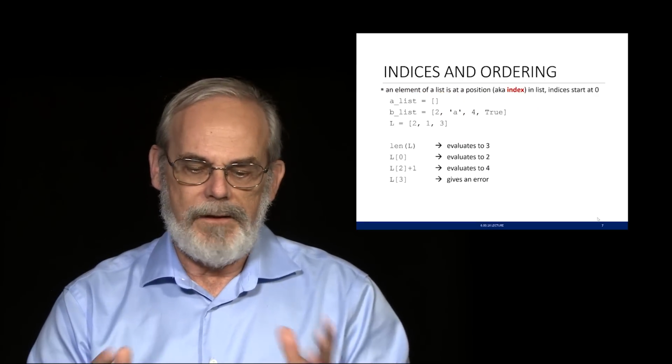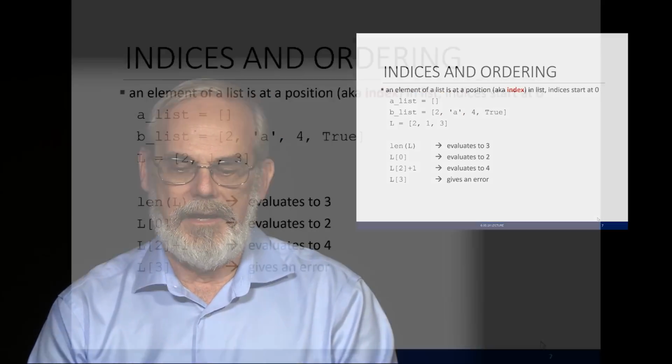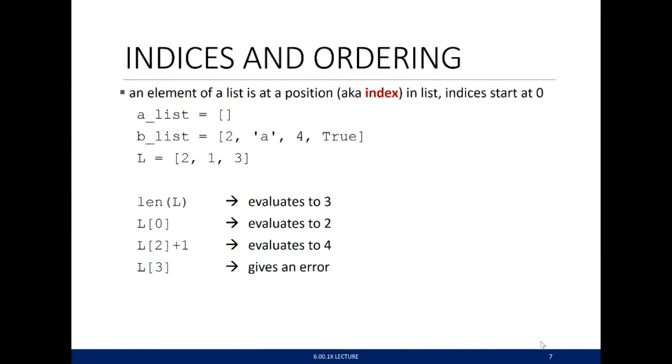With lists, again, I've got the same kind of idea that I have an element at a particular index or position. I start at 0 as I've done before. So I can create a variable name, and I can bind it to an empty list, much as we would do before. And I can index elements of a list starting at 0.